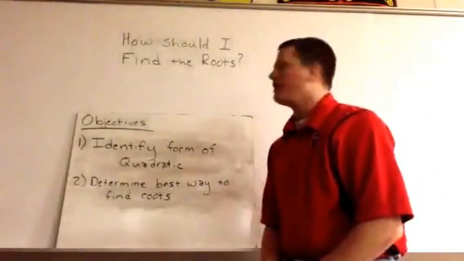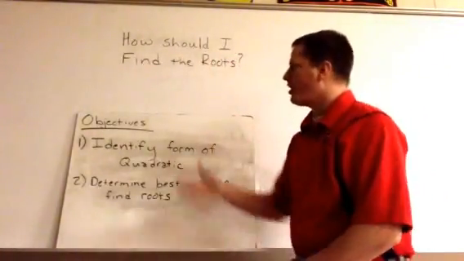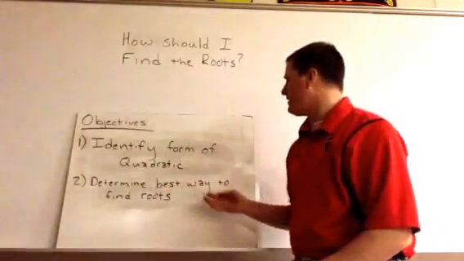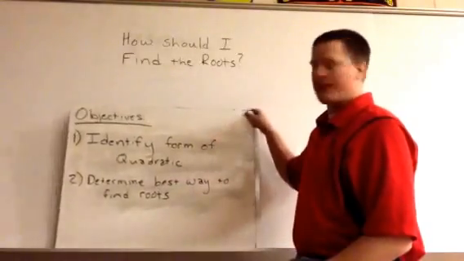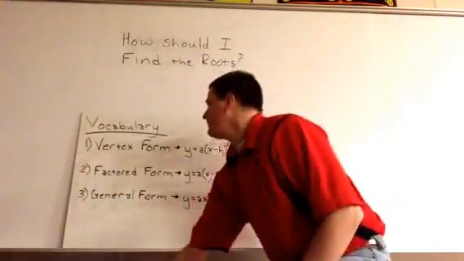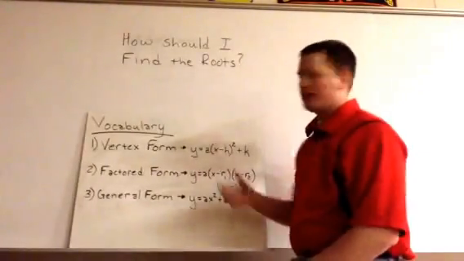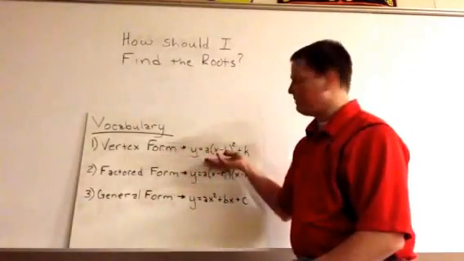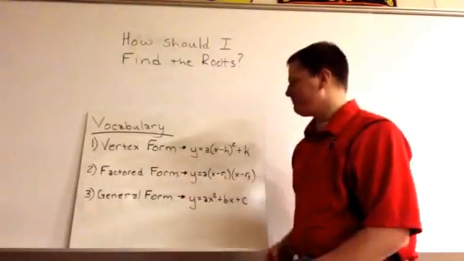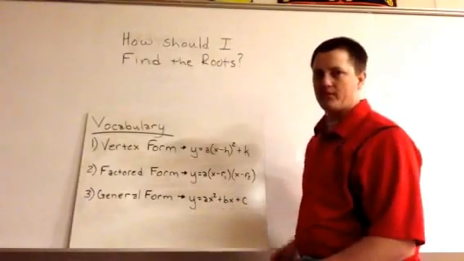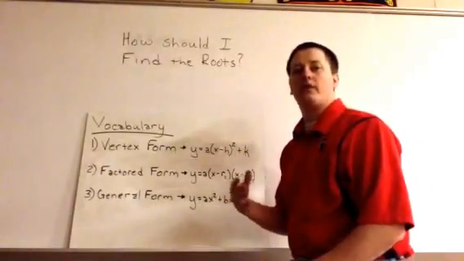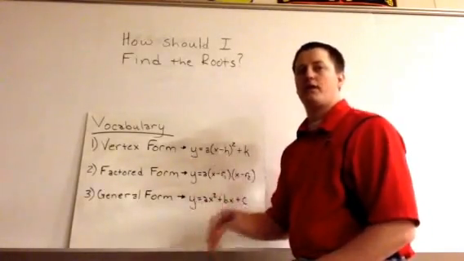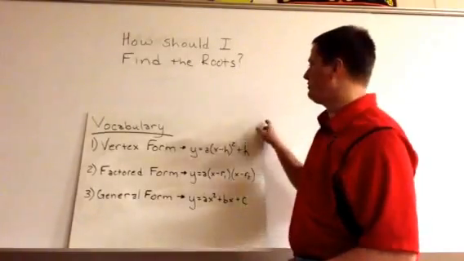Alright, for today's lesson, we're going to be looking at how should I find the roots. Our objectives are to identify the form of the quadratic and determine the best way to find roots. Vocabulary is actually some old stuff, just going over the forms of quadratics. So we've got vertex form, factored form, and general form. Understanding these forms is how we're going to identify what quadratic we have, and then we're going to use that to determine how to find the roots.